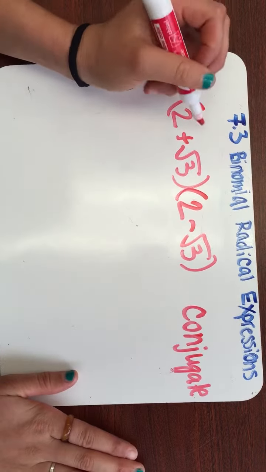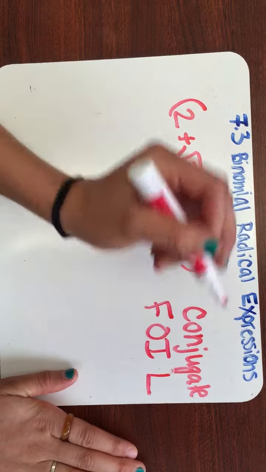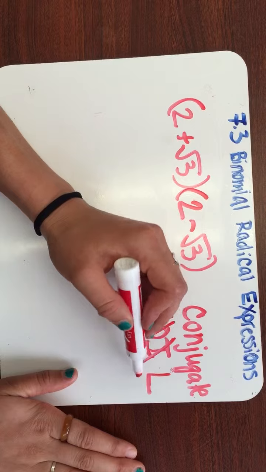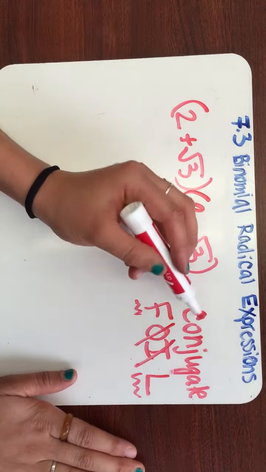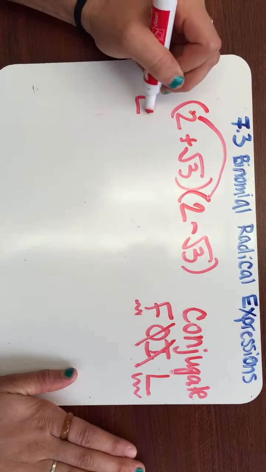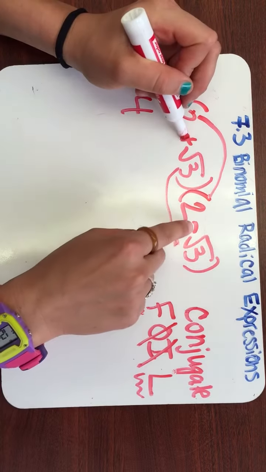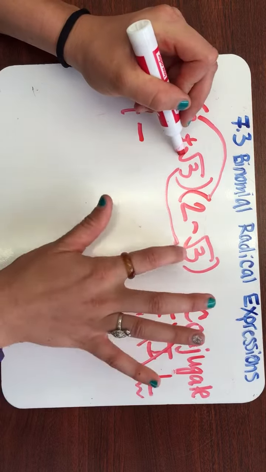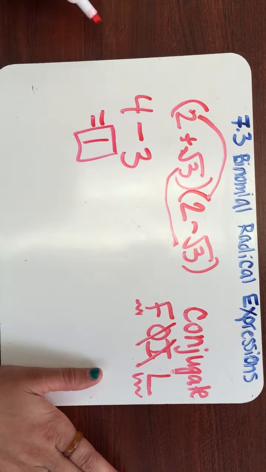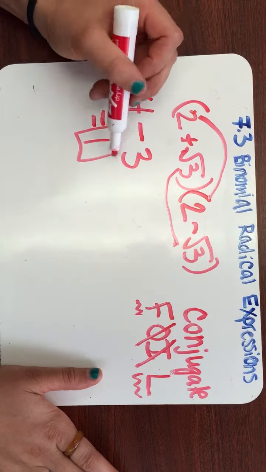Okay, so if we actually multiply these out, if we're multiplying conjugates and we try and FOIL, what's going to happen is the outer and the inner will always cancel out, which means you only have to multiply the first and the last terms when they are conjugates. So we'll multiply the first, 2 times 2 is a 4, and the last, square root of 3 times negative square root of 3, positive times a negative is a negative, square root of 3 times the square root of 3 is a 3. 4 minus 3 is a 1. And if you notice here, we started with the square root and we no longer have any square roots in our answer.